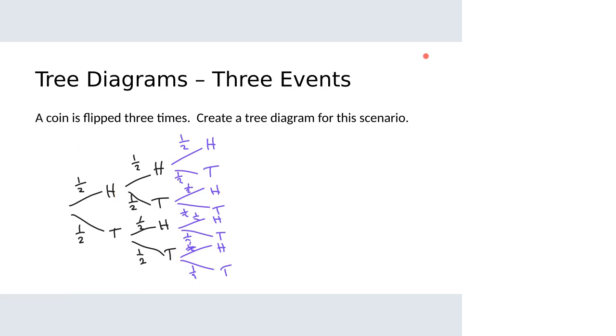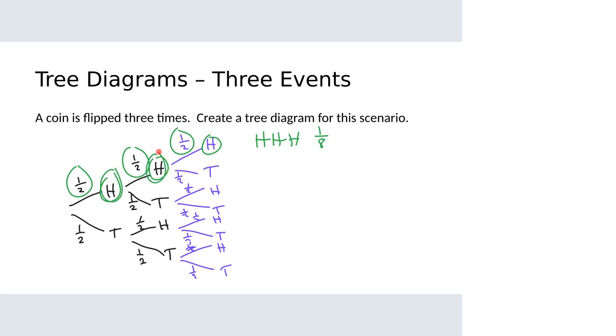They can get a little clumsy, they can get a little messy. That's why it's not going to be a focal point for us, but I do want you to at least see what it looks like. We would do the same thing here. We would make our sample space. We would have heads, heads, heads.